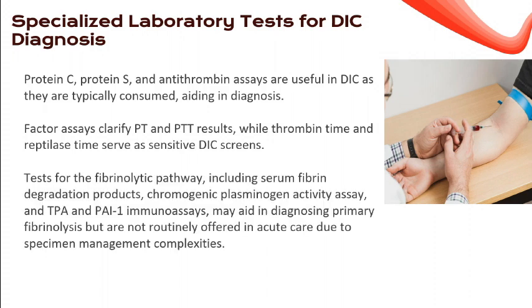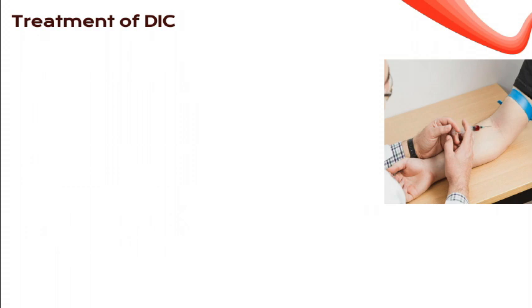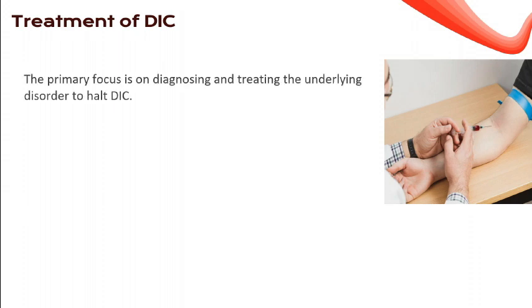Ever wondered about the fibrinolytic pathway? Tests like serum fibrin degradation products, chromogenic plasminogen activity, and TPA and PAI-1 immunoassays might have the answers. These tests are like our secret agents, revealing the nuances of primary fibrinolysis. Now, let's talk about the treatment strategies for DIC. It's not just about stopping the clot, it's about understanding and addressing the underlying disorder. The primary focus is on the underlying disorder.